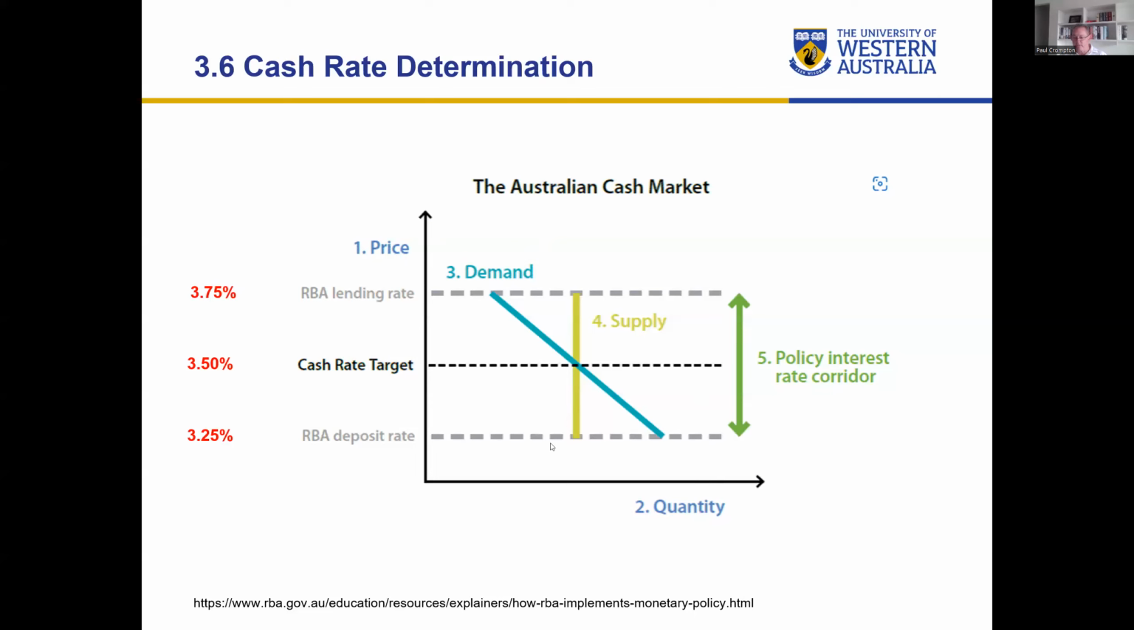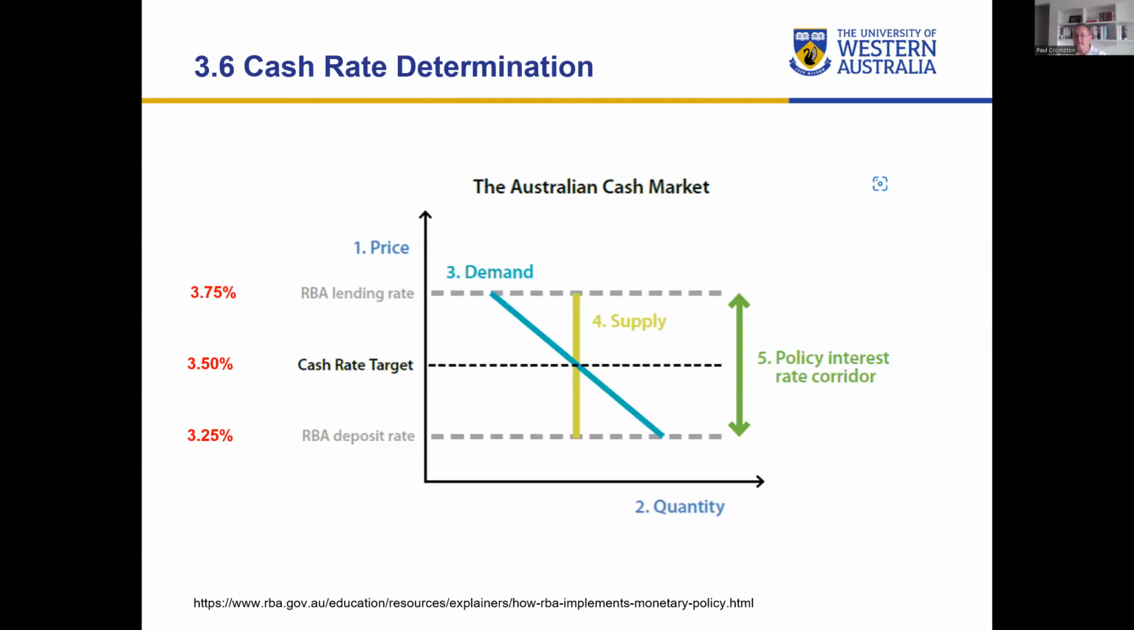Now, the deposit rate. Even though the cash rate is 3.5%, the RBA deposit rate is the interest rate, in this case, 25 basis points less than the target cash rate. This interest rate down here of 3.25% is the interest rate that the Reserve Bank pays the banks in this overnight cash market for balances in the banks' exchange settlement accounts.